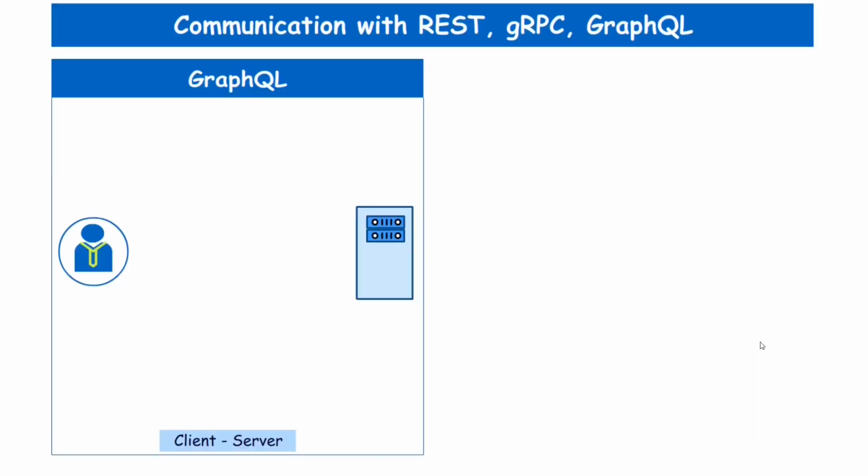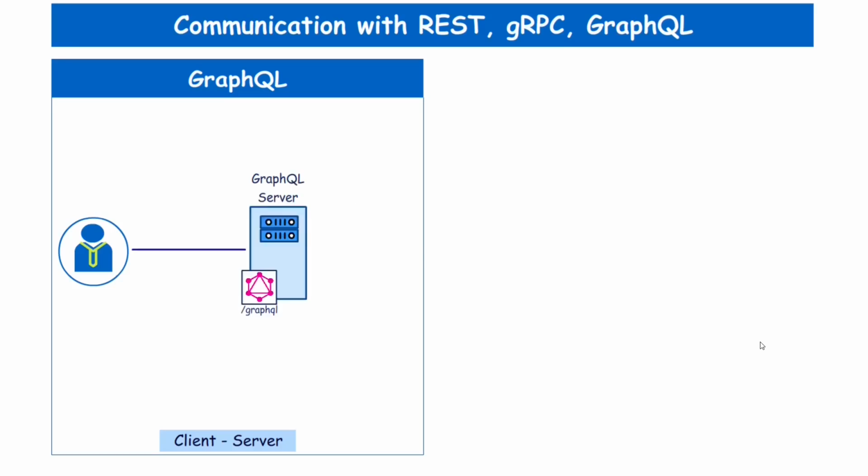Now let's discuss GraphQL with this diagram. The client is connected to the GraphQL server. This GraphQL server is a mediator between the client and the different data sources. For example, it can be a mediator between the client and the database or any external API server calls. This is a single endpoint, slash graphql. GraphQL typically uses this single endpoint for all of the queries.